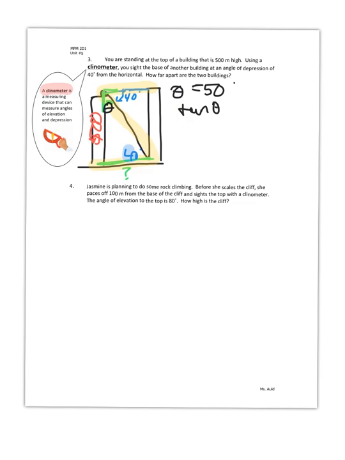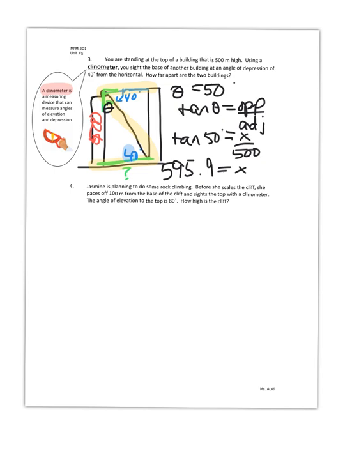I'm going to use my tan ratio because I have opposite and adjacent. I have tan of 50. Opposite is unknown, so that's x over 500. Let's multiply both sides by 500 and find the tan of 50 and get our answer. So I have 595.87, so I'm going to say 595.9. And therefore, give a therefore statement there. I'm just running out of space and I don't want to use up too much of my time.